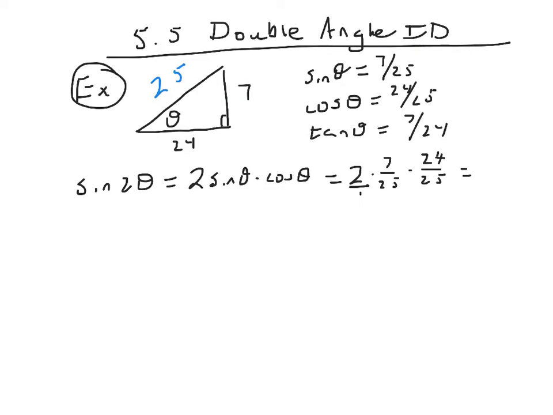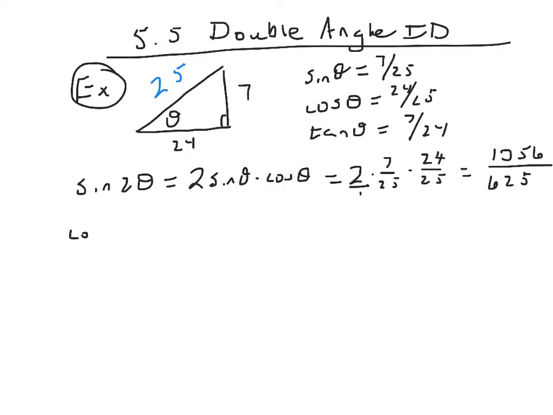I know that 25 times 25 is, let's get our calculators out here, 25 times 25 is going to give me 625 in the denominator, and then 14 times 24 gives me 336. So 336 over 625. That would be your answer for the sine of 2 theta.